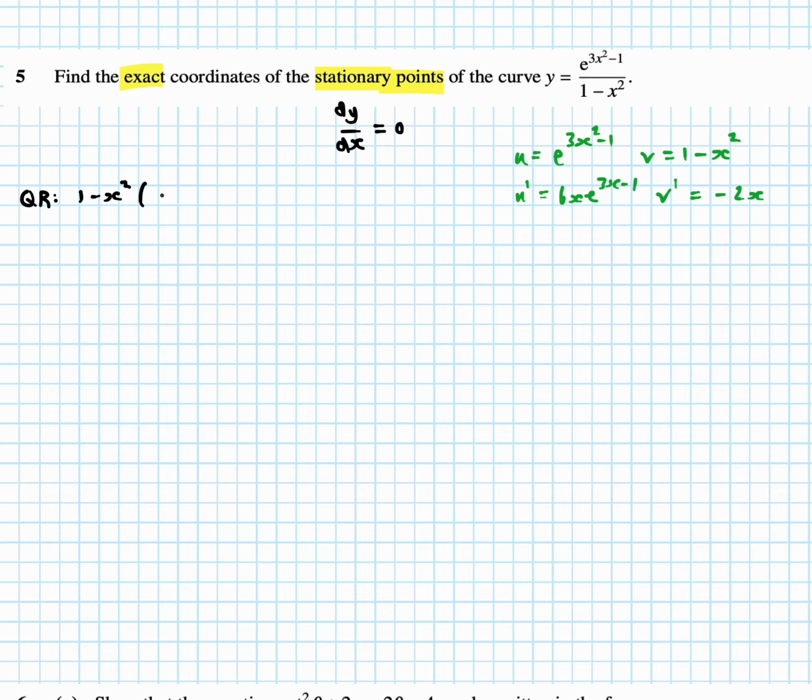For v it should be straightforward. It's your general polynomials from last year. So do your quotient rule: v times u prime minus u times v prime, all over v squared.